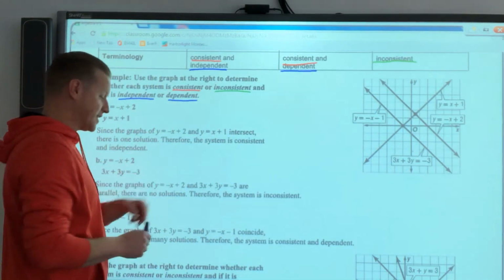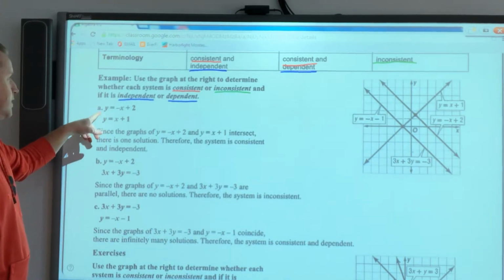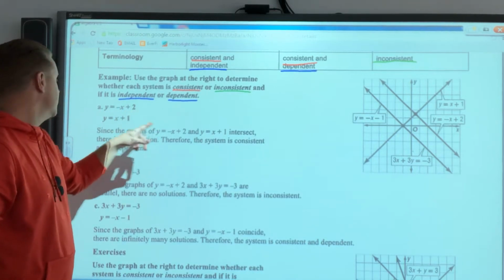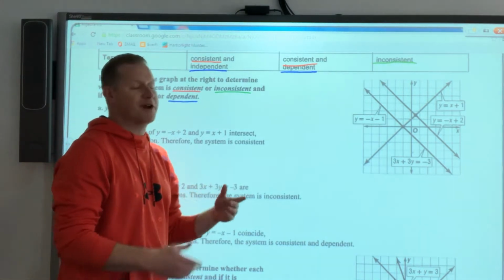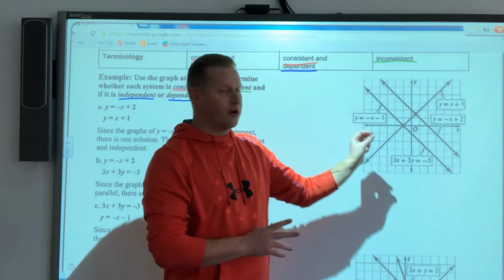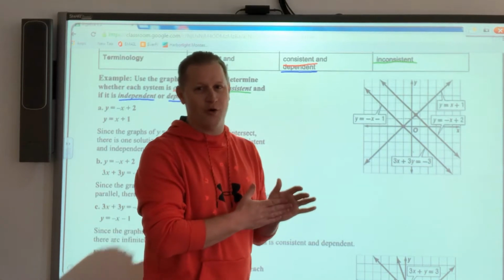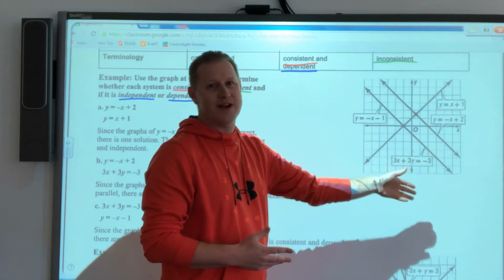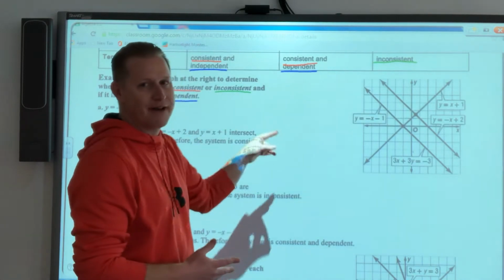Now, let's look at what they're asking us. In example A, y equals negative x plus 2 and y equals x plus 1. Again, a few refreshers here real quick. We're looking at lines, coordinate grids, ordered pairs, graphed equations in y equals mx plus b form. Luckily, in this first lesson, they have graphed them for us. We're set up. Let's just look at them and understand how to identify what they are.